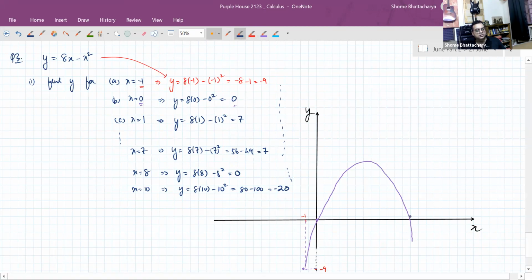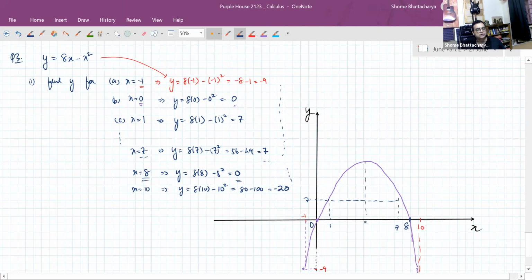It shows you that at this value of 8, y is becoming 0 again. And then after that it is becoming negative. So that's why at 10, for example, it becomes a very large negative value of -20. So this is an approximate graph, but you can see how it correlates to all the points. At 7, the value is again 7. So it's something like this.